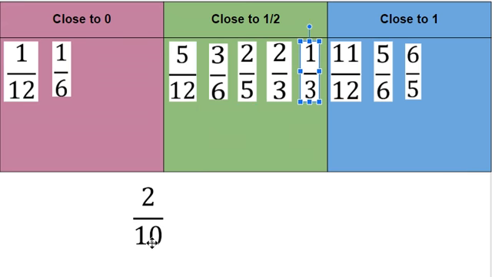And then our last one is tenths. If we know that half of 10 is 5, so 5/10 is a half. Well, we know that 2/10 is less than that. And if we think about being closer to 0 or closer to half, 2/10 is closer to 0/10 than it is to 5/10. So it is closer to 0.